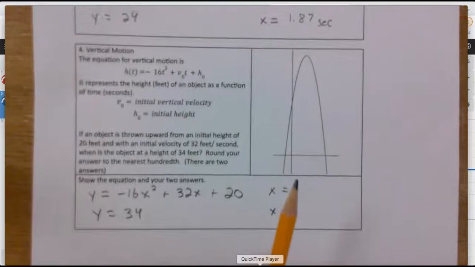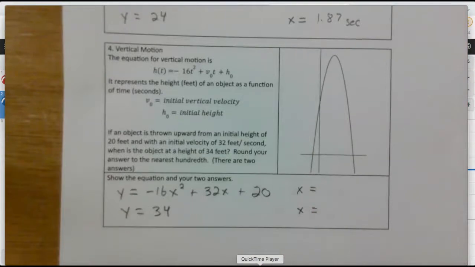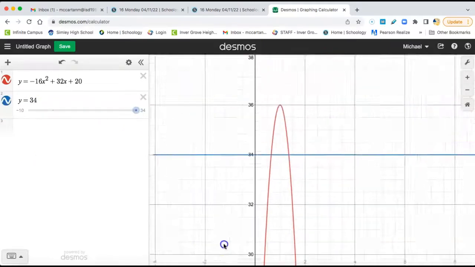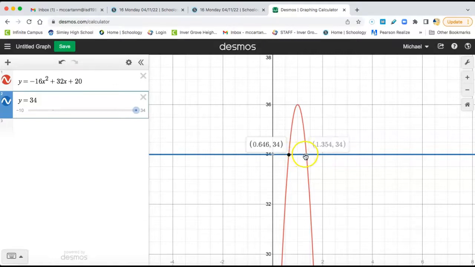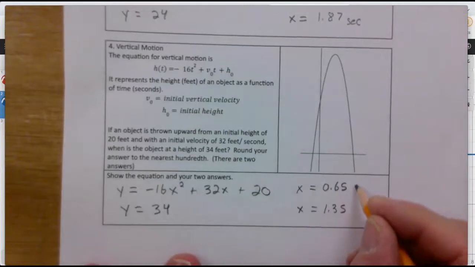Look at the last one. It's the same equation. This time instead of 24, it's 34. So go back to Desmos. Change the 24 to a 34. We got to go up here to find it. There it is, 34. We're getting close to the top. 0.65. And the way back down, it's 1.35 seconds.